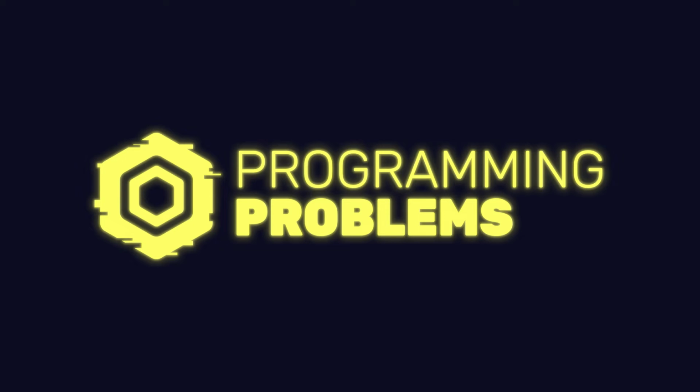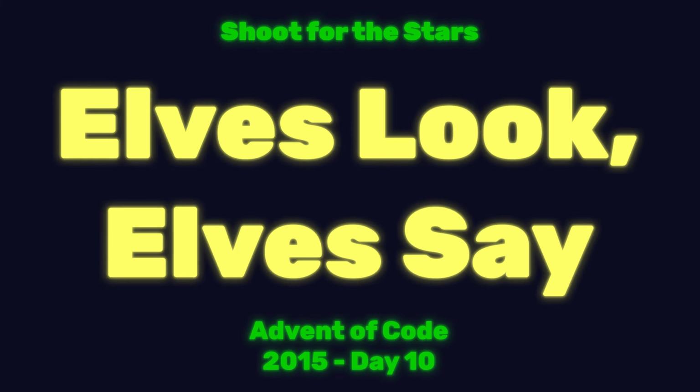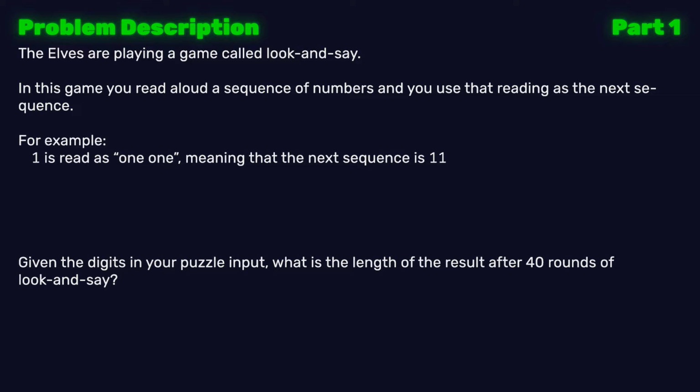Welcome to episode 16 of Programming Problems, where today the elves are playing a game of look and say for the 10th day of Advent of Code, 2015. In this game of look and say, an elf gets presented a number and he needs to read the sequence aloud. What is being said aloud is itself the next sequence.